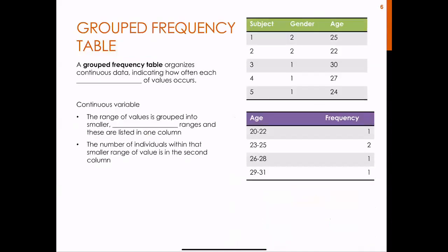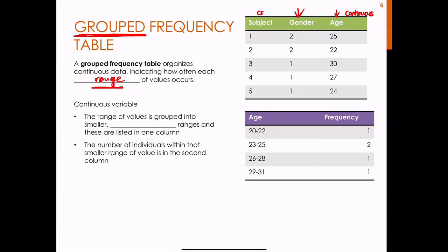The next one is the group frequency table. A group frequency table is for continuous data, indicating how often each range of values occurs. The difference is here: range. Our gender was categorical, and for that we used a bar chart based on the frequency table, right? But our age is a continuous variable, and gender was a categorical variable.